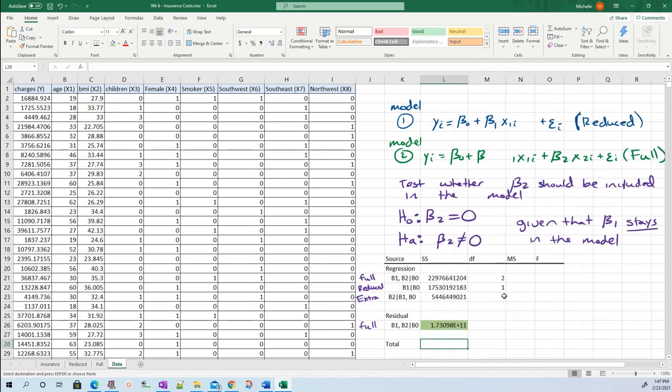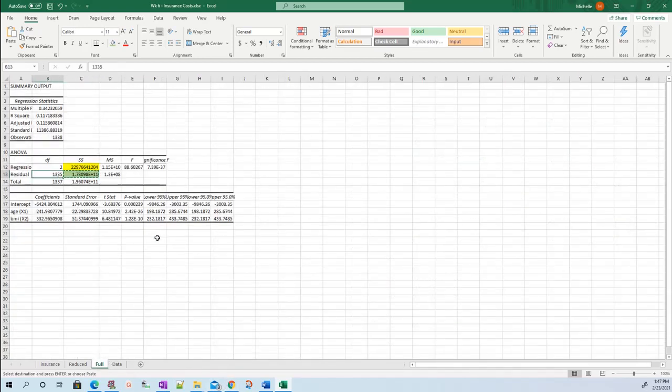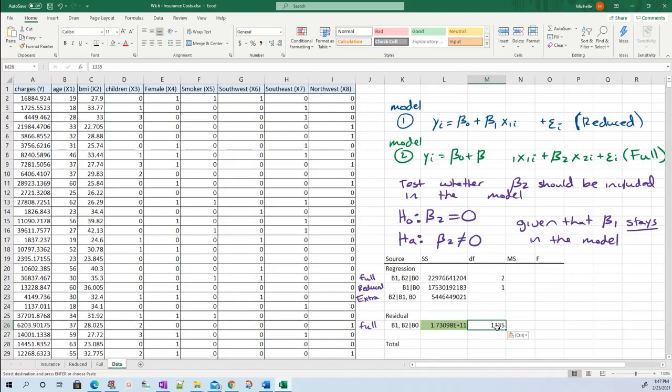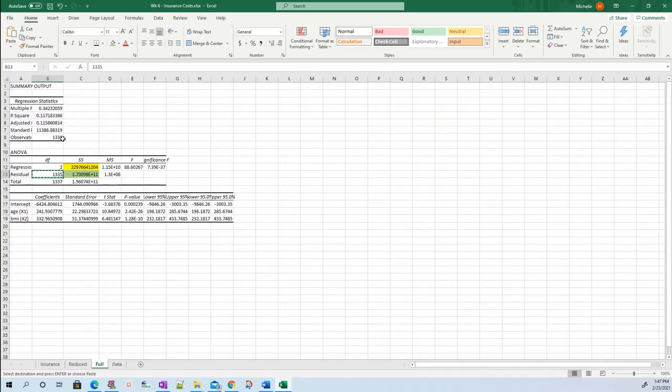That's okay. The degrees of freedom for this guy, if I go back to full, it tells it to me right there. So let's go ahead and copy it and paste it. It should be your sample size, the number of observations that you have, minus the number of model parameters that you have. So remember, this full model has an intercept, beta 1 and beta 2. So that's 1338 minus 3 for 3 parameters. So you got 1335.